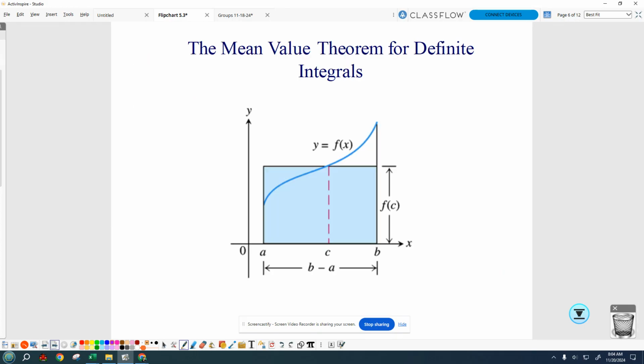All right. Here's the next thing. Mean value theorem for definite integrals. It's just mean value theorem backwards.